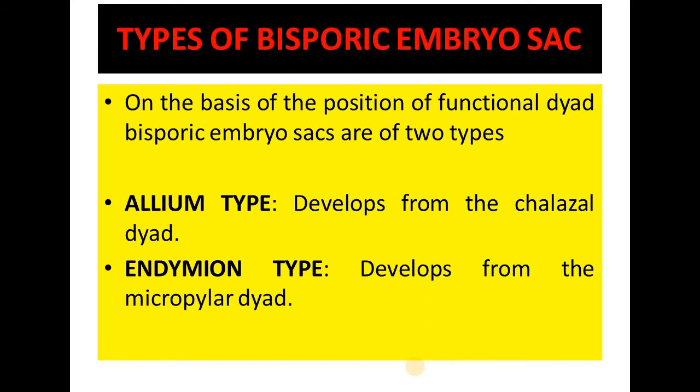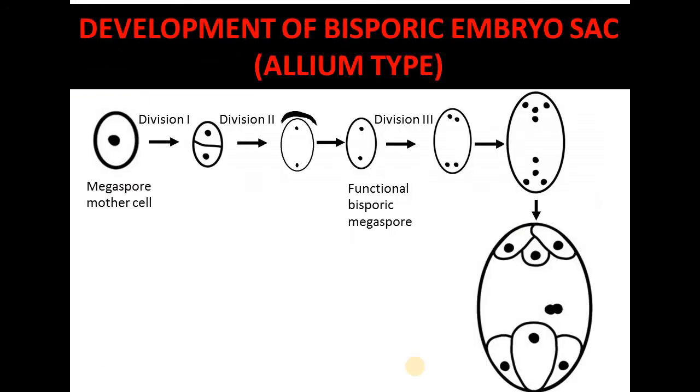One is the Allium type and the second one is the Endymion type. In the Allium type of embryo sac, the chalazal dyad will be functional and it will develop the embryo sac. In the case of the Endymion type, the micropylar dyad will be functional and the chalazal dyad will be degenerated. So first of all, let us see the development of bisporic embryo sac, but which type?